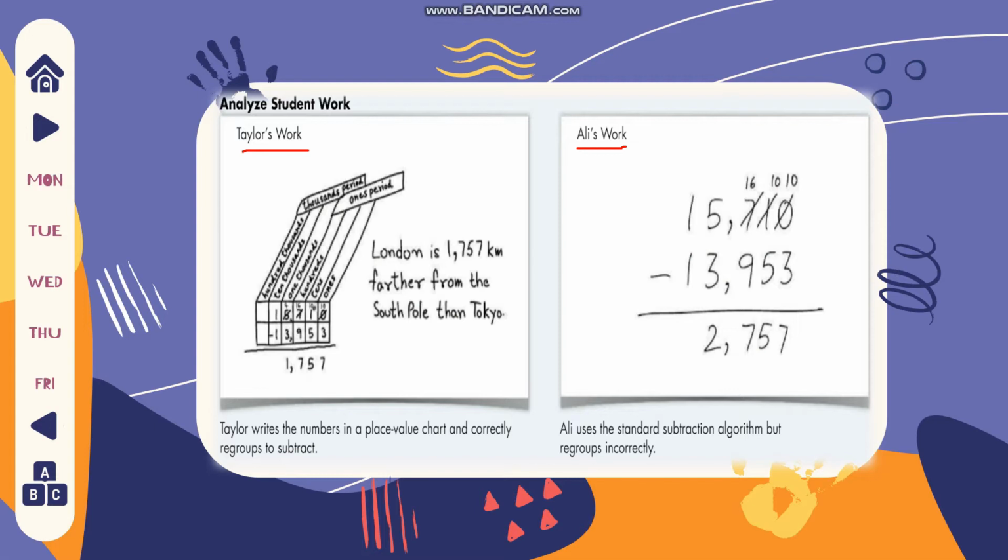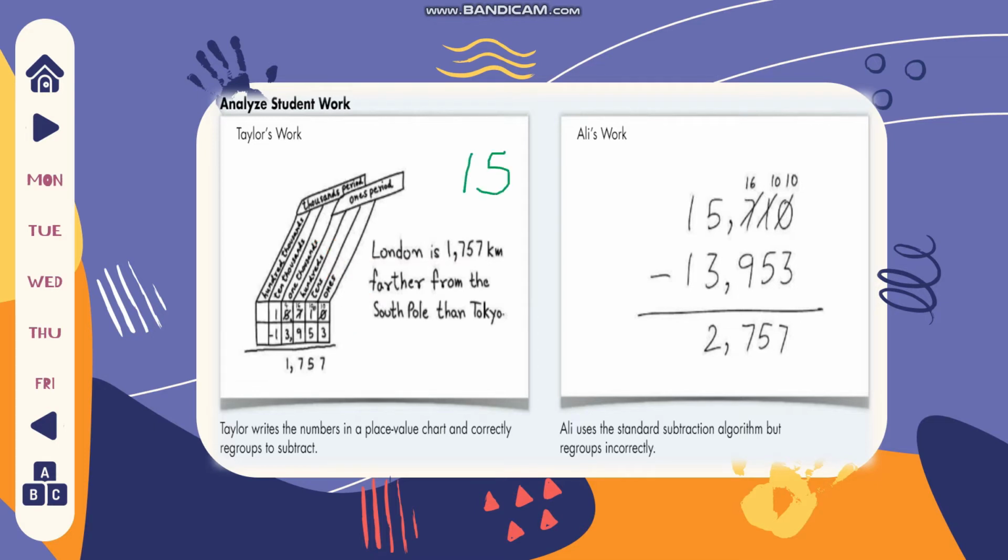Taylor writes the number in a place value chart, then correctly regroups to subtract. So, the given is 15,710 subtract 13,953. The 0 and 3 must be in the ones place, 1 and 5 in the tens place, 7 and 9 in the hundreds place, 5 and 3 in the thousands place, and 1 and 1 in the 10,000s place. Then after that, she started subtracting from the ones place.